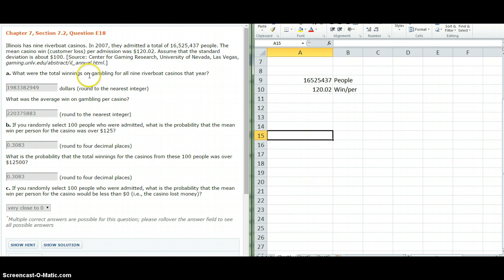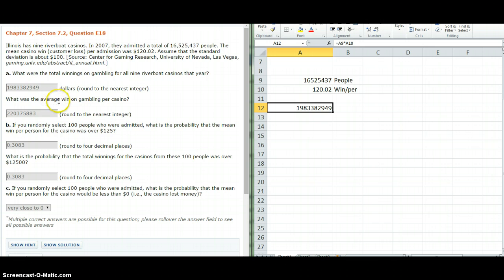So what were the total winnings on gambling? I'm going to work through this problem in Excel with you. So we just need the total number of people times the win per person on average for the casino. And so I'm just going to create a quick formula here to multiply these two, and that gives us the total number of dollars that the casinos won there for the year.